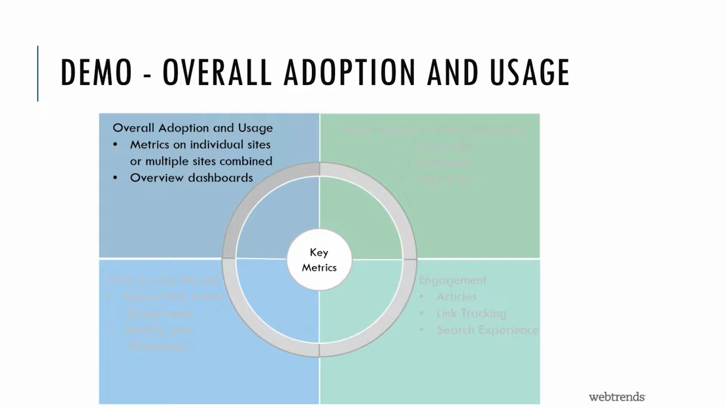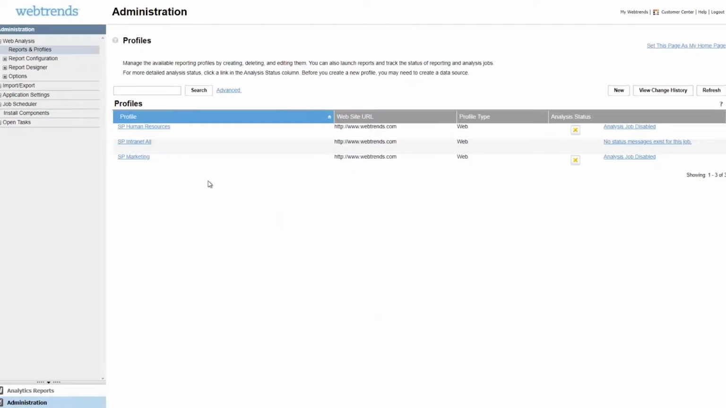All right, so now we'll take a look at some of the reports. So in Webtrends, you have the ability to report on all of your sites at once using, in this case, we have like an all profile, or you can split out into look at an individual site or subset of sites. So if we wanted just information for the marketing team or our HR team, we can also control access to the site this way.